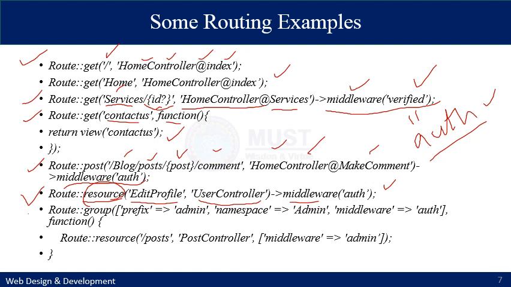Similarly, you can group a number of routes using the route group method, and you have specified that every URL in this group will be prefixed with admin. That means only admin users will be able to access this group of URLs. Again, the namespace is admin, which is not of very much concern. Middleware is again authenticated, so that only authenticated users will be able to access. And in this group, you have a route of resources for a post, and you have the post controller with the middleware only admin.